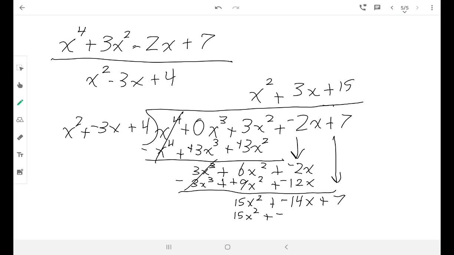3 times 15 is 3 times 10 plus 3 times 5, so that's 30 plus 15 is 45, plus 15 times 4, which is 40 plus 20. 4 times 10 plus 5 times 10, 40 plus 20 is 60. Change the signs so that I am subtracting. These two cancel. They better cancel.